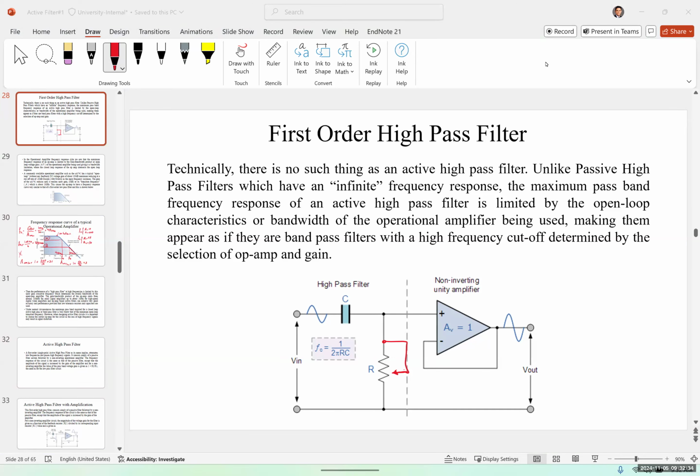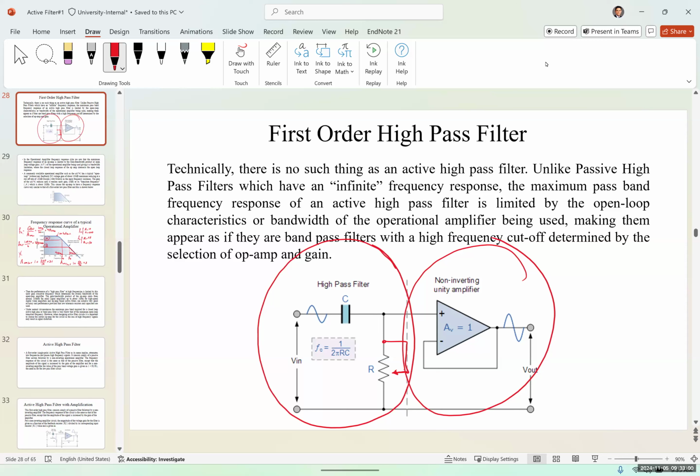In the previous class, we spoke about first order high pass filters. And specifically, we started a little bit speaking about active high pass filters. So an active high pass filter is a combination of an active element, in this case, an op amp, which is the amplifying part, and a passive high pass filter. The difference between a passive high pass filter and a passive low pass filter is the location of this capacitor. For a low pass filter, the capacitor was in parallel. For a high pass filter, it's in series with the input of the op amp.